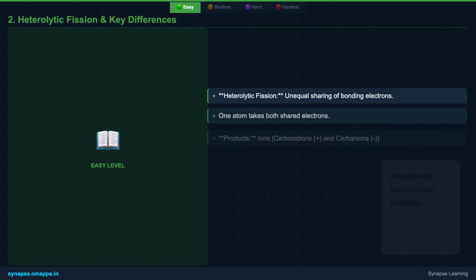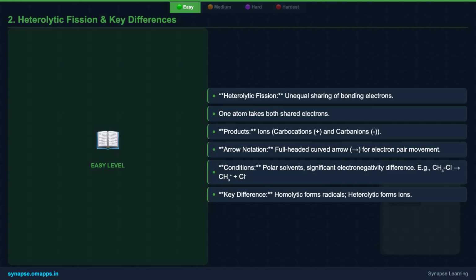Next, we have heterolytic fission. In this process, one of the atoms takes both of the shared electrons from the bond. This leads to the formation of ions, one positively charged and one negatively charged. When carbon is involved, these are called carbocations and carbanions. Here, we use a full-headed curved arrow to show the movement of an electron pair.